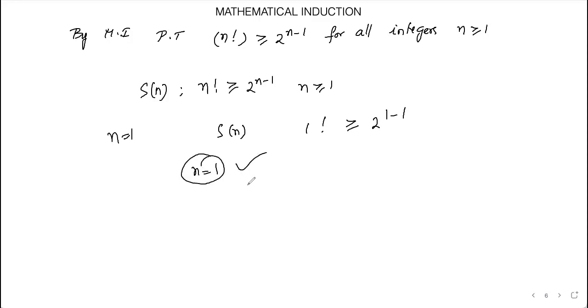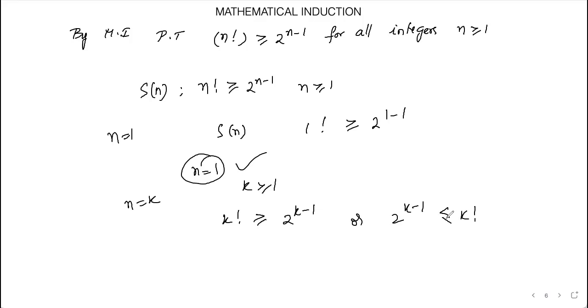Now the next step is S(n) is true for n is equal to k, for k greater than or equal to 1. So we assume that k factorial is greater than or equal to 2 to the power of k minus 1, or 2 to the power of k minus 1 is less than or equal to k factorial.